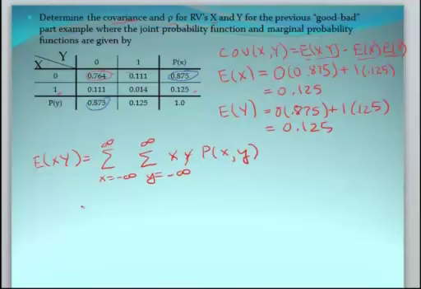And so that is, well, we've got to just do each one individually. So we're going to take, let's see, this particular value is the probability when x is 0 and y is 0, which is 0.764. And then the next one is going to be, let's see, x is 0, y is 1. So 0 times 1 times the probability there, which is 0.111.